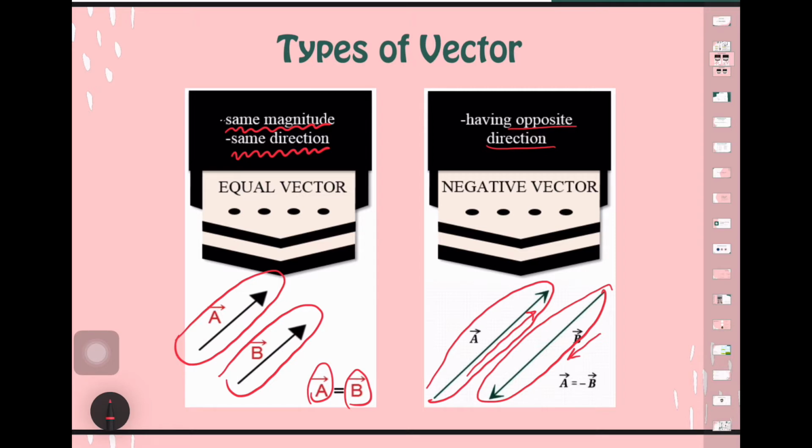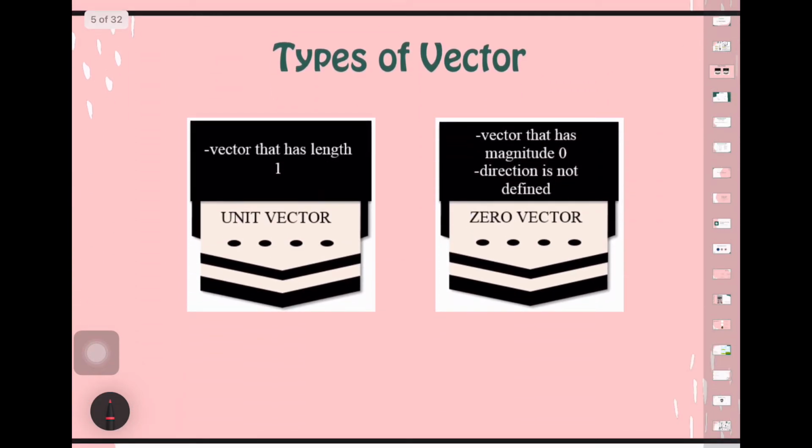Sebab apa? Sebab, let's say if we have the vector A. Okay. This vector, the vector B, can also be denoted as the negative of vector A. Maksudnya, the opposite direction of vector A. Okay, so opposite direction of vector A, kita boleh panggil dia sebagai negative vector A ataupun vector B, di mana dia mesti mempunyai sama magnitude tetapi opposite direction. So, that one is called a negative vector. Okay, then we have unit vector.